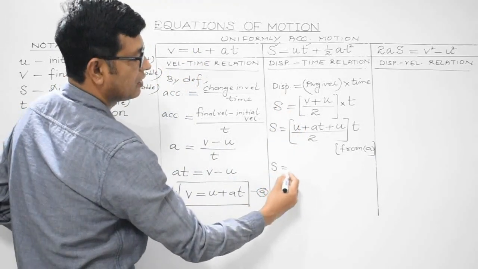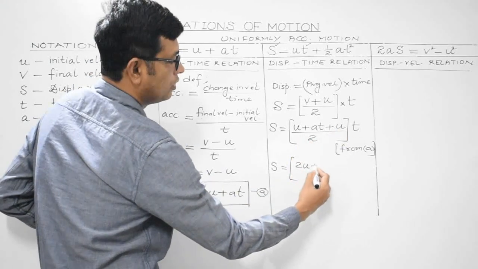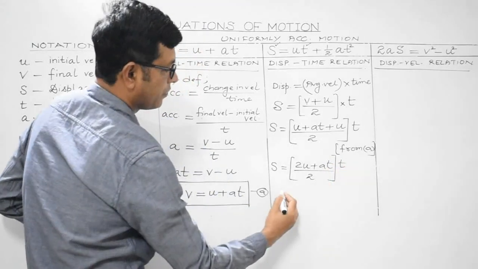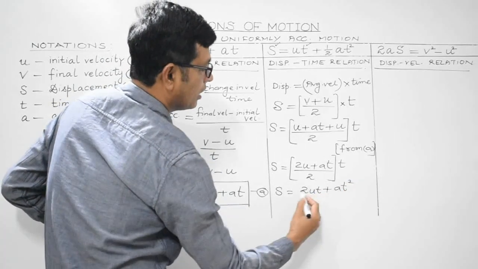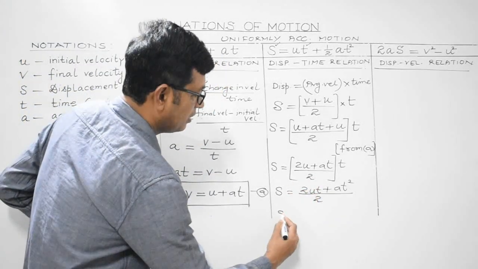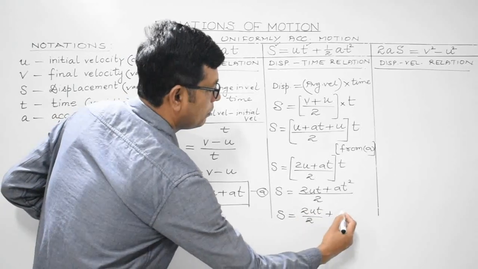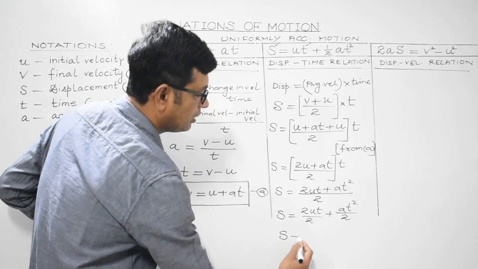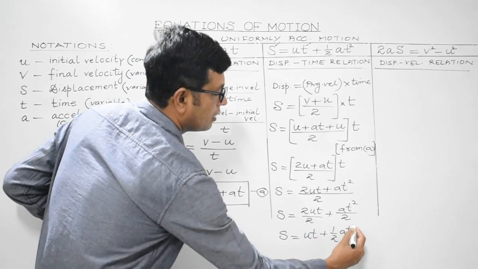Now let's keep on solving it. What do we get? Like terms can be added. u plus u will give us 2u plus at, divided by 2, into t. If you open the bracket, we get 2ut plus at square divided by 2. Students, it can further be written in this particular manner: 2ut divided by 2 plus at square divided by 2. The 2 gets cancelled, so we are left with s is equal to ut plus half at square.